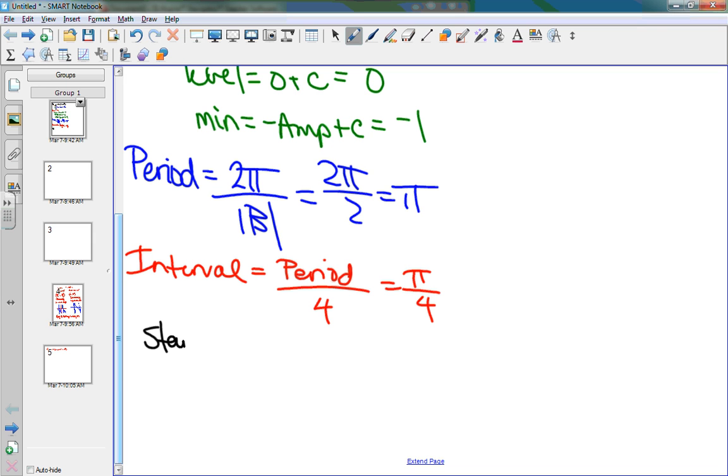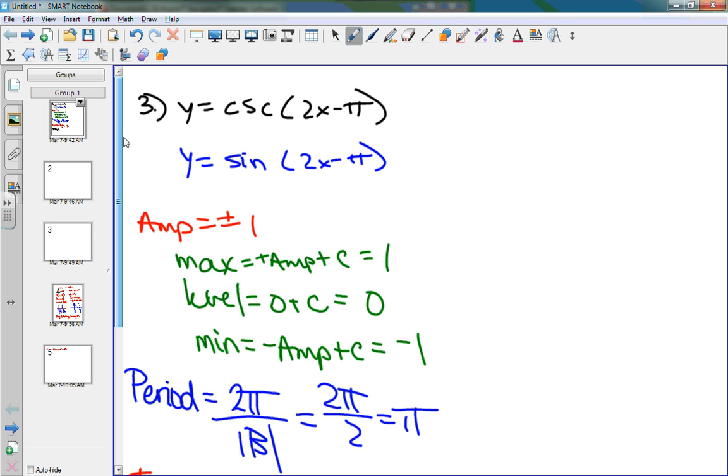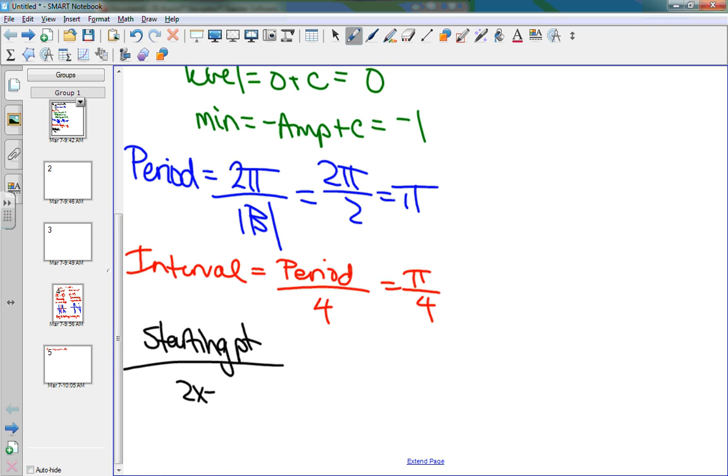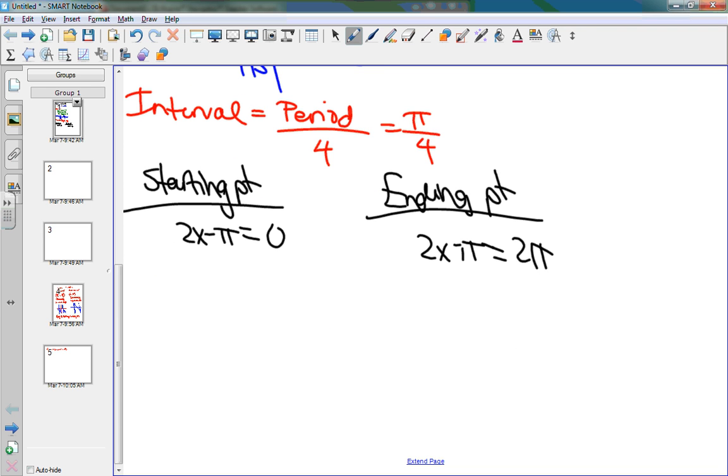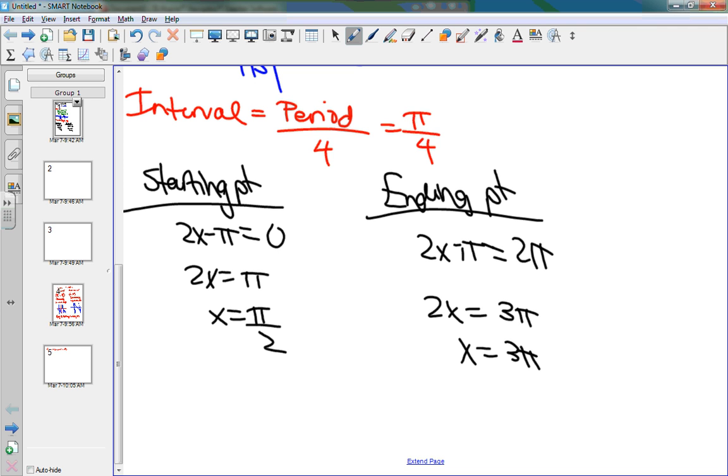Starting point, ending point. So my starting point is going to be the junk in the parentheses. Why is it junk in the parentheses? Because that's going to be your B and your D. So that's going to be 2x minus pi equal to 0. And my ending point? 2x minus pi is equal to 2 pi. Now, if we solve these, I'm going to have 2x is equal to pi, which means x is equal to pi over 2. Over here, I'm going to have 2x is equal to 3 pi, so x is equal to 3 pi over 2.